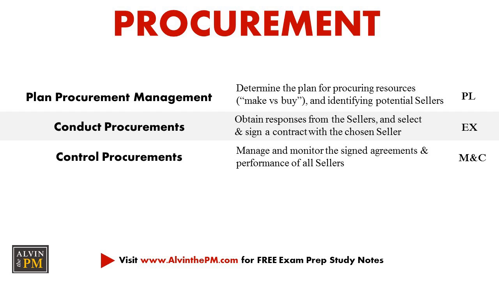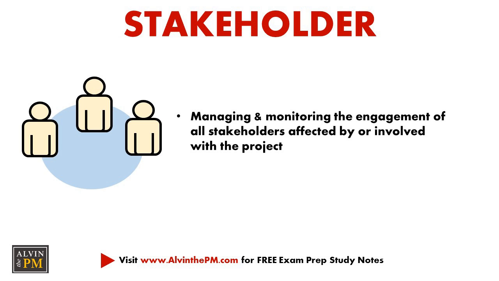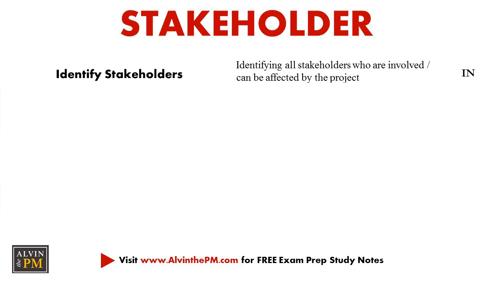The final knowledge area is stakeholder management, where we'll be managing the engagement of all stakeholders impacted by the project. First, we'll be identifying all stakeholders on the project, and this includes anyone who may be impacted by or is involved with the execution of the project work. We're also analyzing the information for each stakeholder, such as their influence level and their interest level.